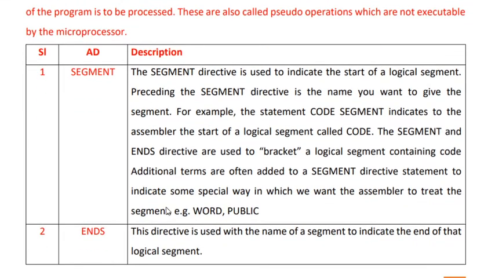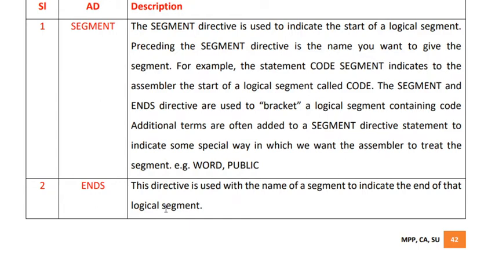Now let us acquaint ourselves with some of the assembler directives the 8086 microprocessor has. The first assembler directive is called segment. The segment directive is used in order to indicate the start of a logical segment. Preceding the segment directive should be the name of the logical segment. For example, the statement code segment indicates to the assembler the start of the logical segment called code.